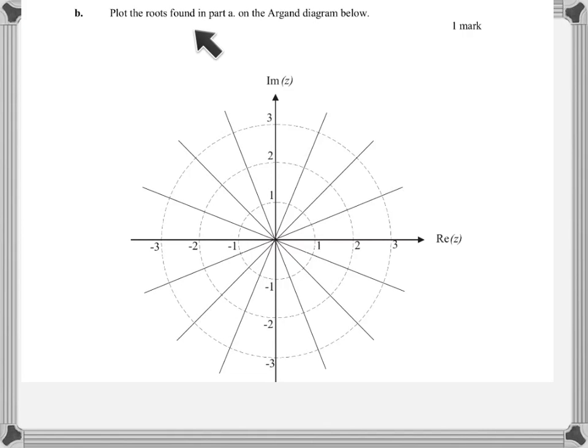Plot the roots found in part A in an Argand diagram below. So when we're plotting on the Argand diagram, you're always going to start from the origin, start from 0. And there's the first one when z is minus 1. And z is positive 1. And here's another one, z is root 3i. Now, where I positioned root 3 is about there.